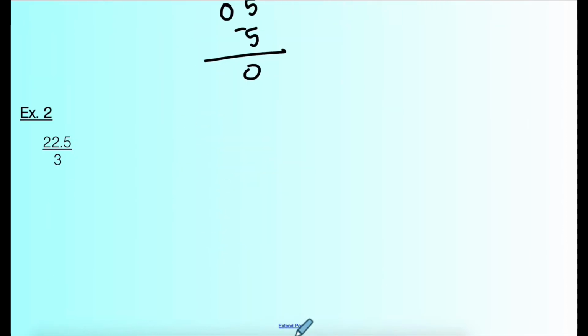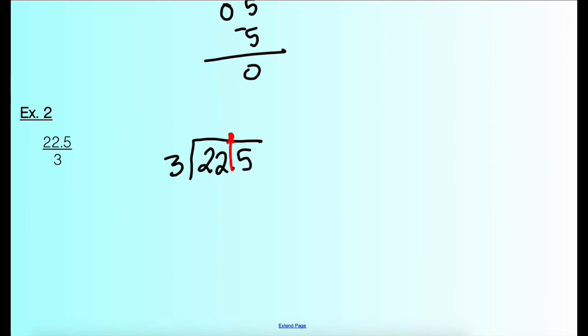Let's look at another example. For the second example, we've got 22.5 divided by 3. Notice how I'm writing this problem, just to get you used to seeing it written a different way. We had said that the first number is what goes inside, so 22.5 goes inside the house, divided by 3. Before we start, we got to bring up our decimal point, put it in the quotient.